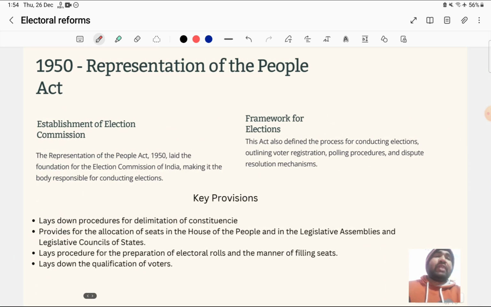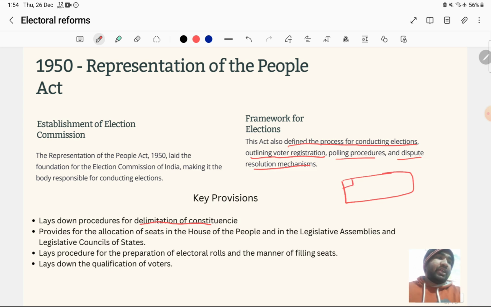So first of all, we have the 1950 Representation of People Act. This act defined the process for conducting elections, outlining voter registration, polling procedures, dispute resolution mechanisms. The key provisions in this act were: it laid down the procedure for delimitation of constituencies. That is, if this is a state, then the state was divided into different constituencies, and each constituency must have almost equal population.